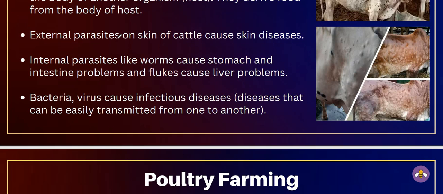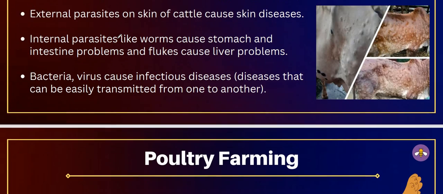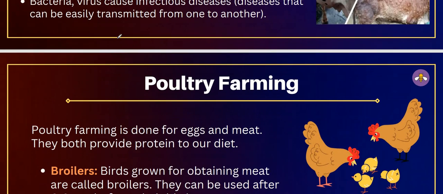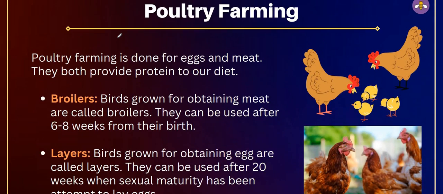Bacteria and viruses can cause infectious diseases, which can be transmitted from one to another. So it's the very worst thing. Even poultry farming. Poultry farming means rearing of hens. Poultry farming is done for egg and meat production. They both provide protein to our diet.